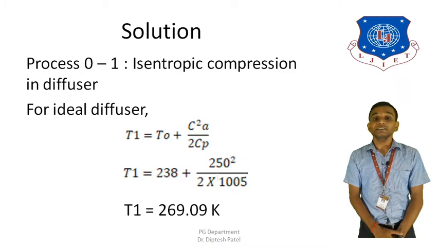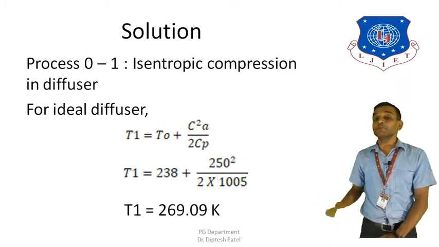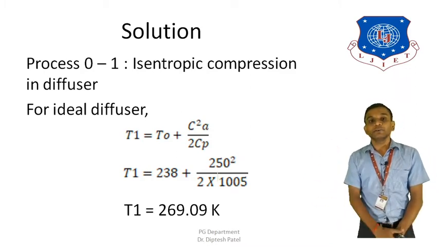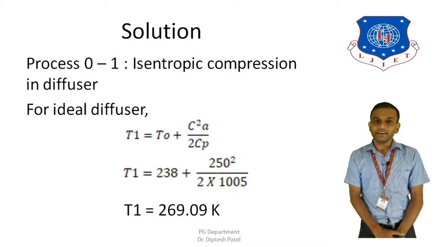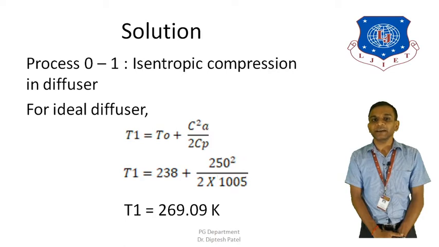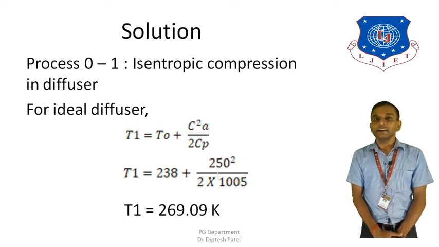Alright. So here what I am going to do, I am going to put values in this equation. So T0 is given, right? So 238 Kelvin. Then Ca, the velocity of air which is entering the diffuser, that is also given. So that is 250 meter per second. So I am going to put this value in this equation, and let's find out the value of T1.